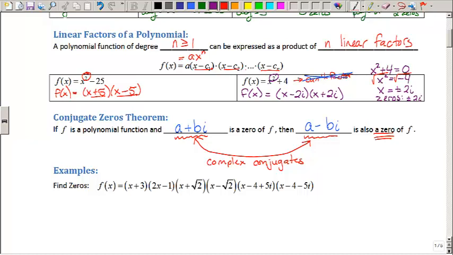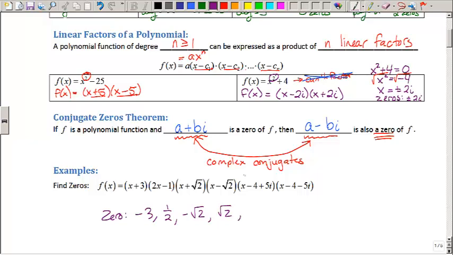For example, let's take a look at the next problem. It says here, find the zeros. Looking at the factor x plus 3, I can tell you that I have a zero at negative 3. Setting this next factor equal to 0, I'm getting a zero at 1/2. Setting the next equal to 0, I'm getting negative square root of 2, positive square root of 2.